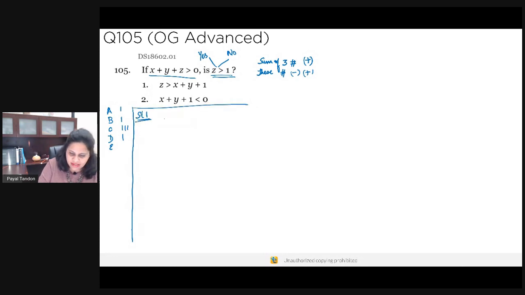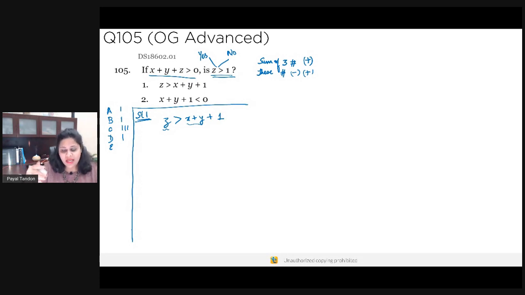What is statement 1 saying? z is greater than x plus y plus 1, right? Now, just make some observations here. You always have to work with the given information, and that's why it's very important to absorb that given information. The given information is in terms of the sum of three numbers, right? Over here, you have two of those three numbers. The third number is on the other side. Now, you have the information that x plus y plus z is greater than 0.